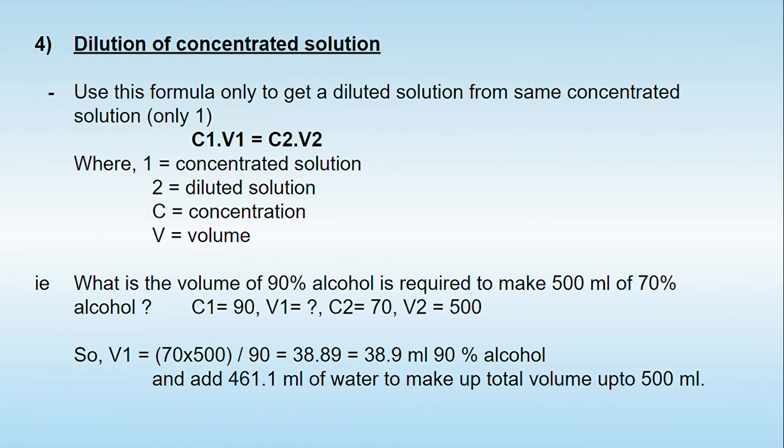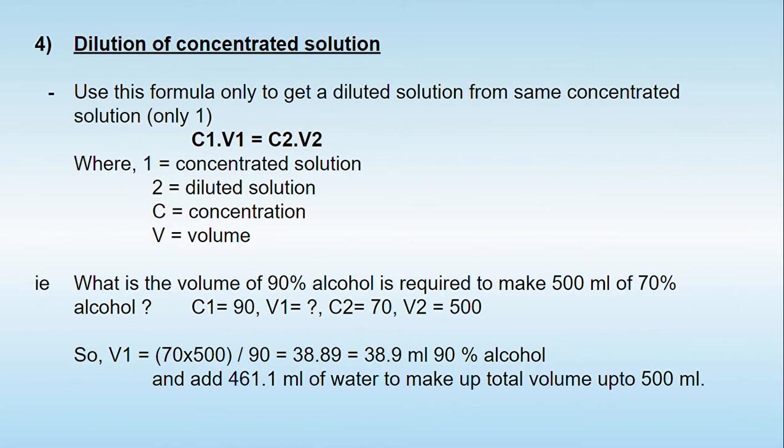What is the volume of 90% alcohol required to make 500 ml of 70% alcohol? So look at this one. 1 is 90%, that is 1 by 90% because concentrated. Number 2, 70%, right? Because it's diluted comparatively. C1 is equal to 90. V1 I have to find out. C2 I will use 70 and the V2 I will use 500.